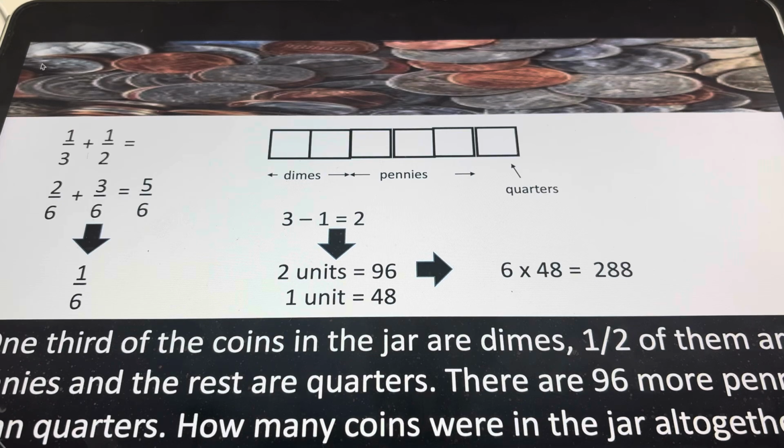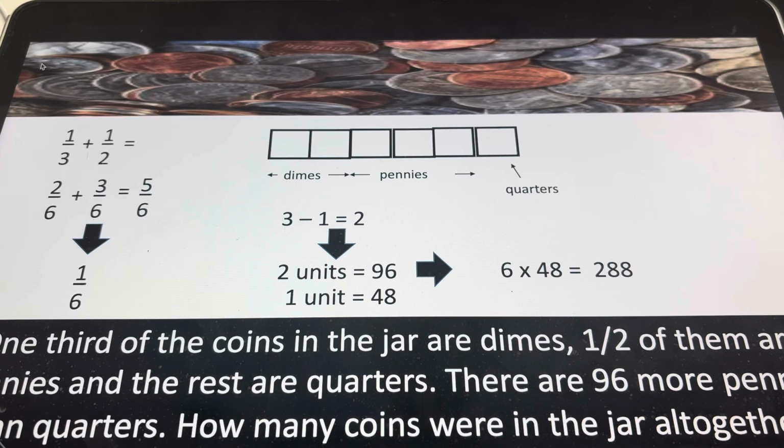So then if you take your 2/6, which are dimes, and your 3/6, which are pennies, and you add them up, you get 5/6, which means that only leaves 1/6 left over to be quarters. So we know that 1/6 are actually quarters. If you notice in the squares, there's 6 of them. 2 are dimes, 3 are pennies, 1 is quarters. But we don't know how big each square is or what the total is yet.